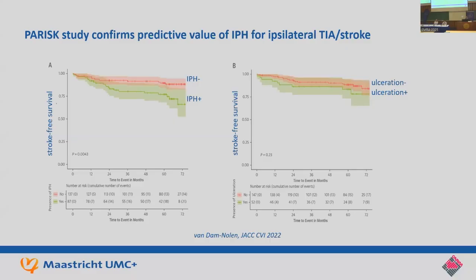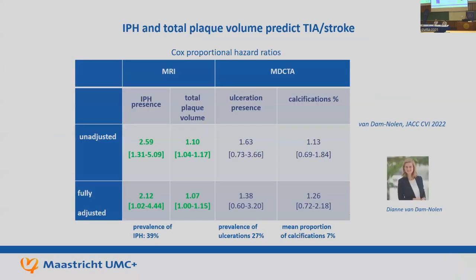In the Paris study, we confirmed that intraplaque hemorrhage is a very strong predictive marker for ipsilateral TIA and stroke, as you can see in the Kaplan-Meier plot on the left. On the other hand, the presence of an ulceration on MD-CTA, although these patients with an ulceration had a lower stroke-free survival, this did not reach statistical significance. And this is also reflected in the Cox proportional hazard ratio.